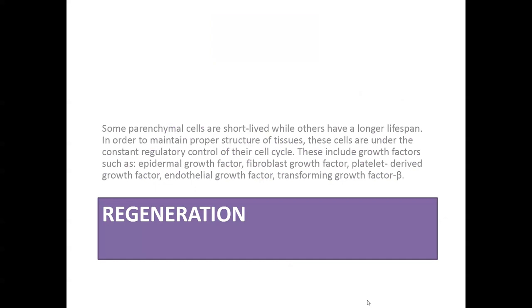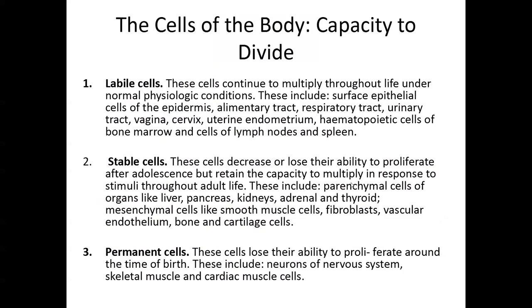So, a few words about regeneration. Some parenchymal cells are short-lived, while others have a longer lifespan. In order to maintain proper structure of tissue, these cells are under the constant regulatory control of their cell cycle. These include growth factors such as epidermal growth factor, fibroblast growth factor, platelet-derived growth factor, endothelial growth factor, and transforming growth factor beta.